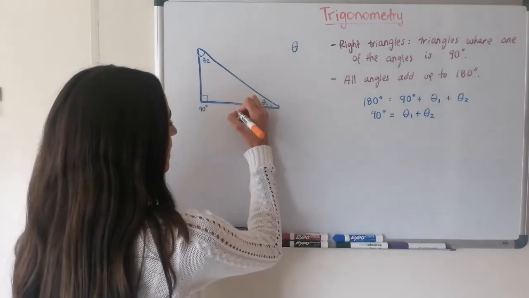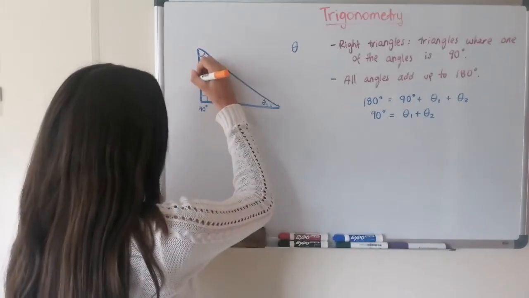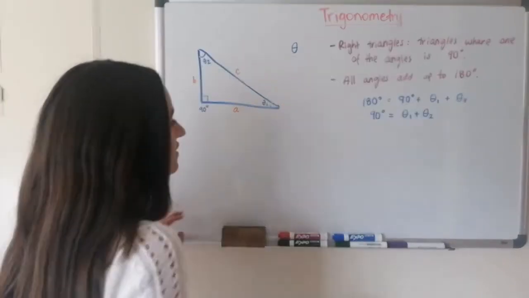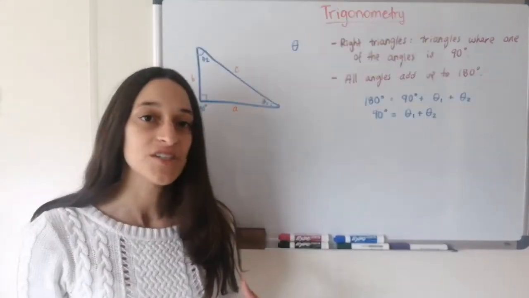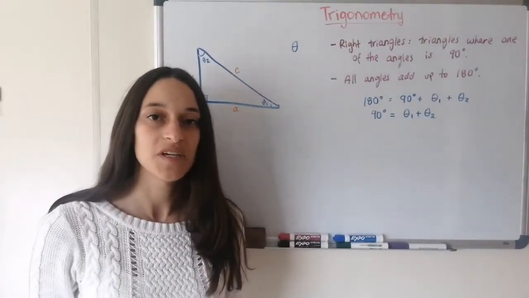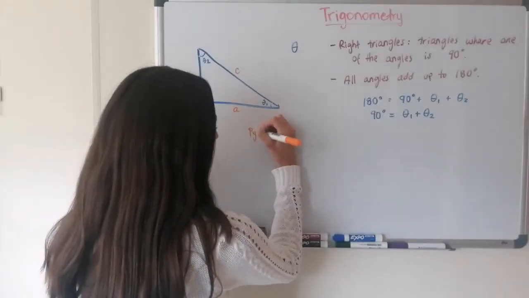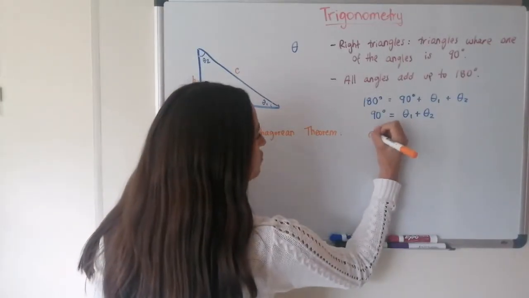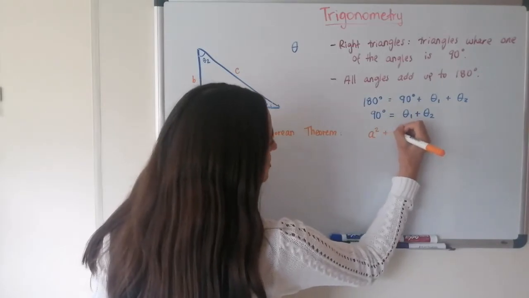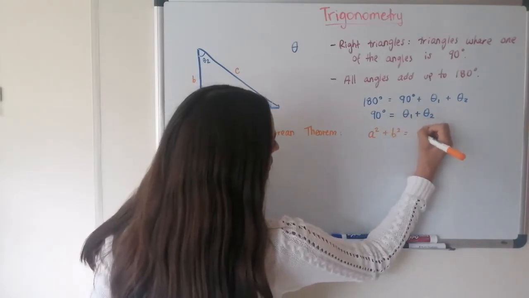We will call this one A, we will call this one B, and we'll call this one C. If we know two of the sides, we can figure out the other one with something called the Pythagorean Theorem. The Pythagorean Theorem says the following. It states that A squared plus B squared equals C squared.